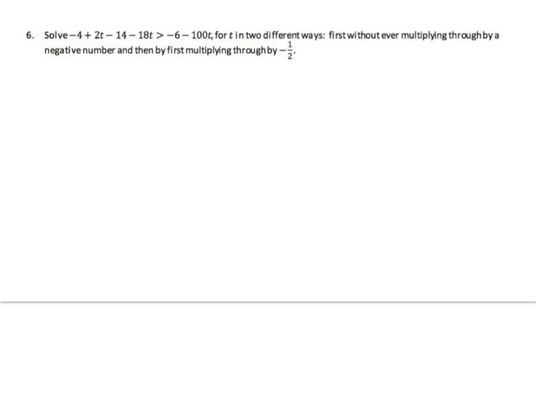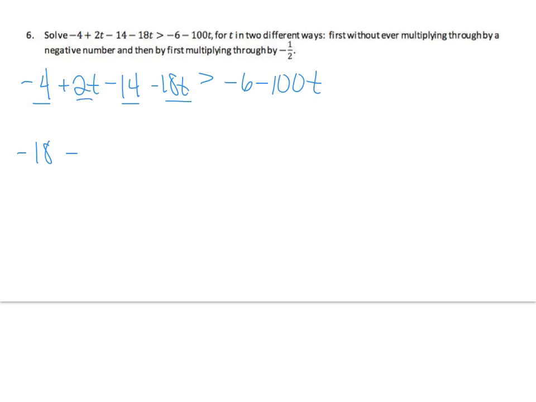Okay, let's try number 6. It says solve negative 4 plus 2t minus 14 minus 18t greater than negative 6 minus 100t for t in two different ways, first without ever multiplying through by a negative number, and then by first multiplying through by negative 1/2. So let's do the first way first. I'm going to collect like terms. Got a negative 4 and a negative 14, which is negative 18. Positive 2t, negative 18t, which would be a negative 16t.